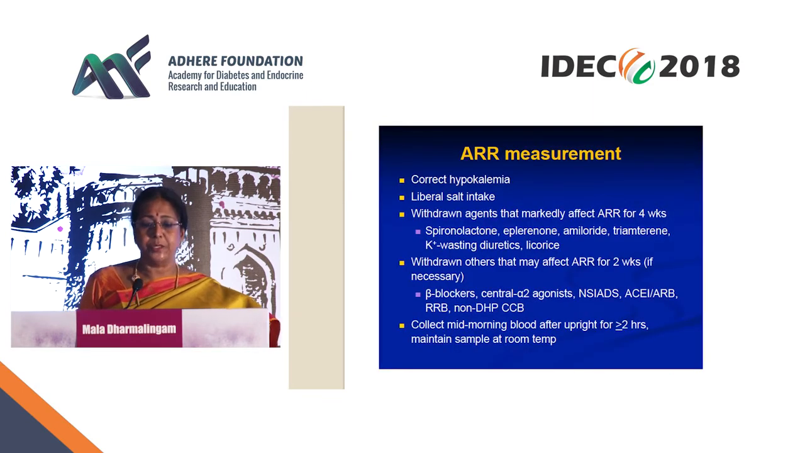So how should you measure? First and foremost, there will be hypokalemia that should be corrected, following which they should have liberal salt intake, and if they are taking any of the drugs which interfere with that, you should stop them. Any beta blockers, NSAIDs, spironolactone, all of that you should stop, and then you should collect the mid-morning blood after being upright for 2 hours, and you can do the aldosterone levels.